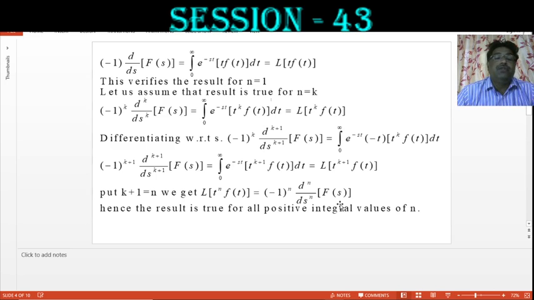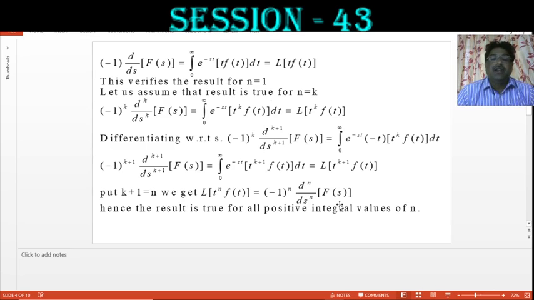Now, we should differentiate this one more time with respect to s. Minus 1 raised to k, you keep as it is. The derivative of d^k by ds^k is d^(k+1) by ds^(k+1) of F of s, which is equal to the integral from 0 to infinity, and you have to differentiate e raised to minus st again in the similar way as we did in the previous step, which gives e raised to minus st into minus t. Keep t to the power k into f of t dt as it is.